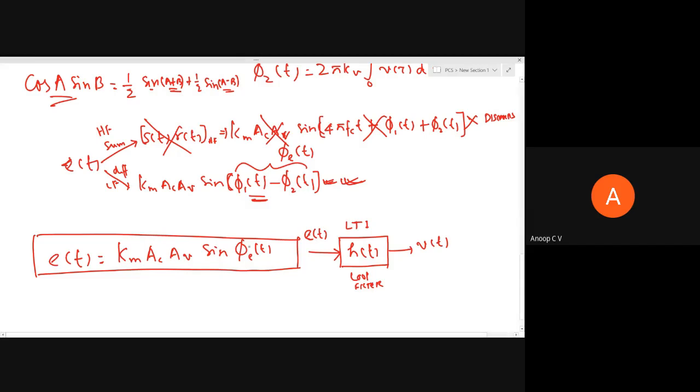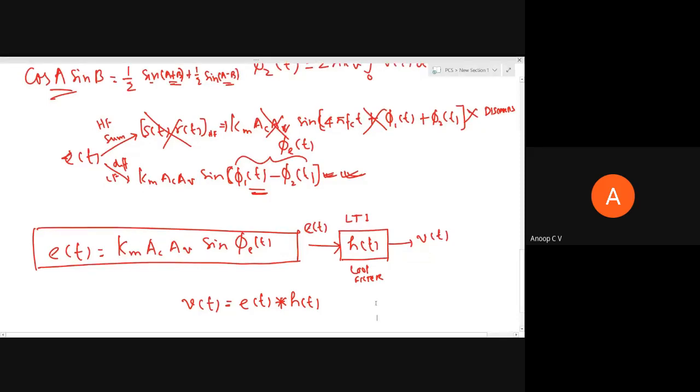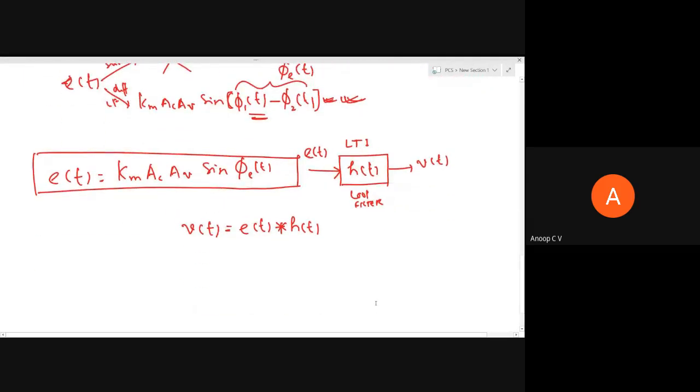It's nothing but convolution. So V of t is equal to E of t convolved with H of t. What is this convolution? In the time domain it can be represented as an integral. That will be the integral from minus infinity to infinity of E of tau into H of t minus tau d tau. This is what convolution is, right?